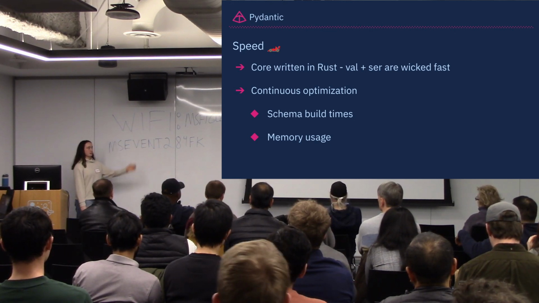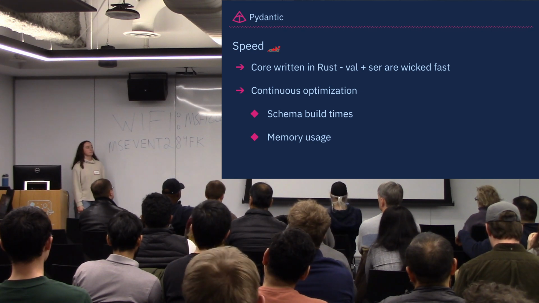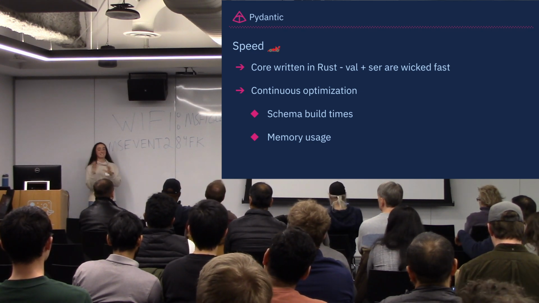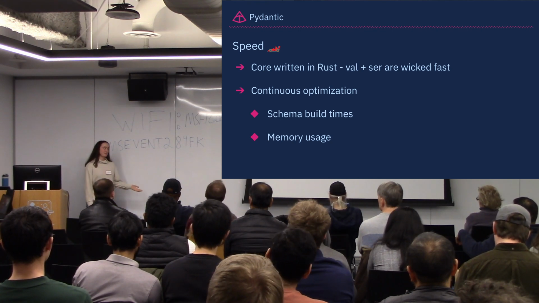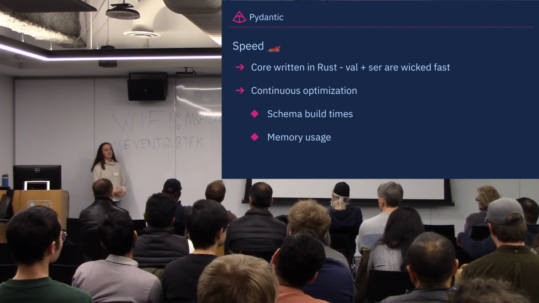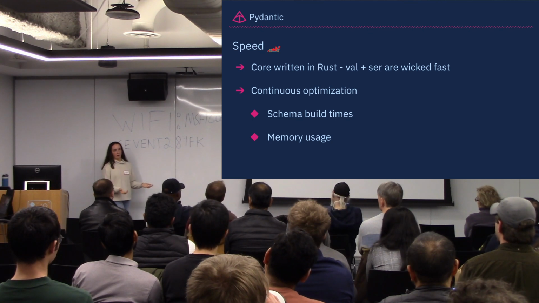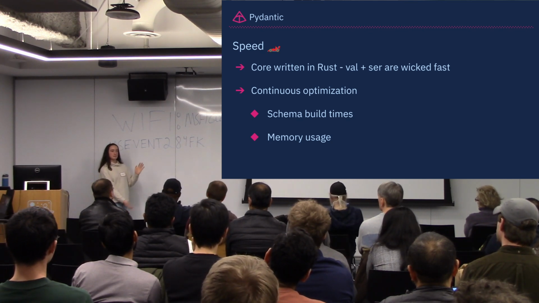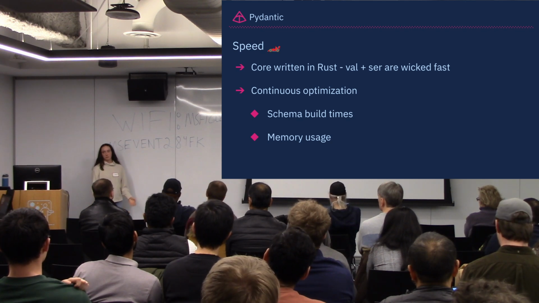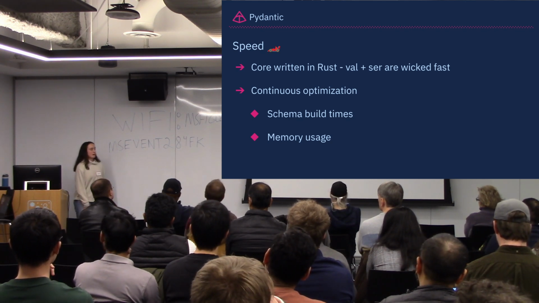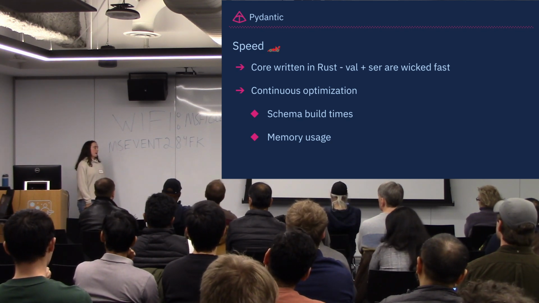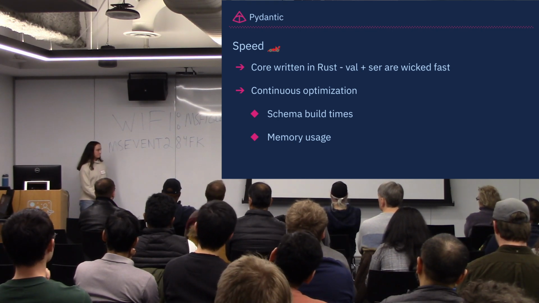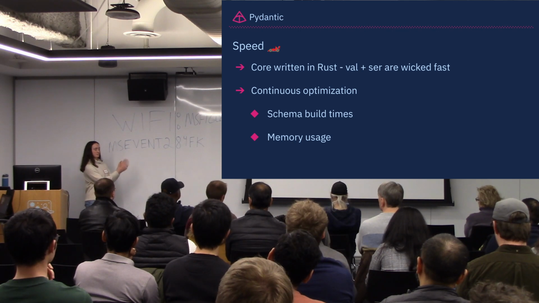Also, just a note on continuous optimization. We take performance really seriously at Pydantic. At Pydantic, the company, I have basically spent my last couple of months trying to optimize startup times for applications that use Pydantic, because we eagerly build the schemas that define your data structures, and we want to do that really quickly. So we have benchmarks throughout our code base that we test on every pull request to optimize said things.